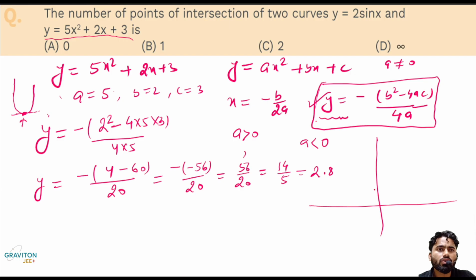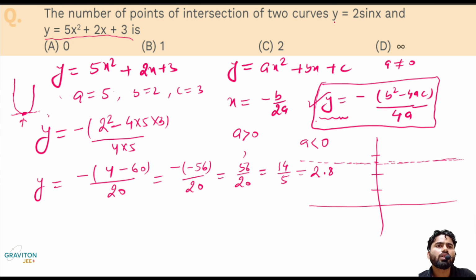If you look at 2.8, so 2.8 will be something here. Okay, so your parabola will always be above this line. Basically it is the minimum value attained by this parabolic structure.